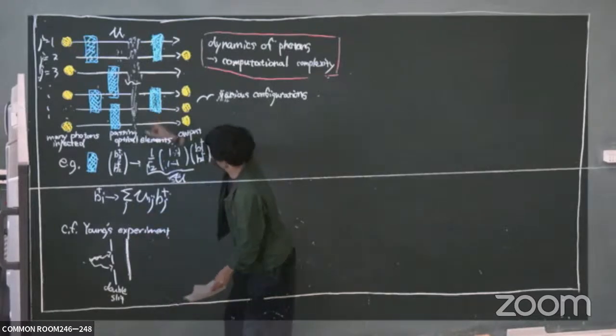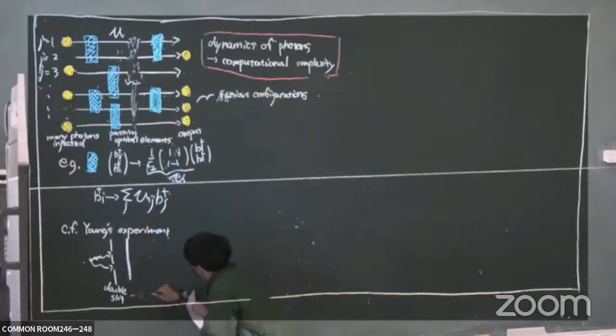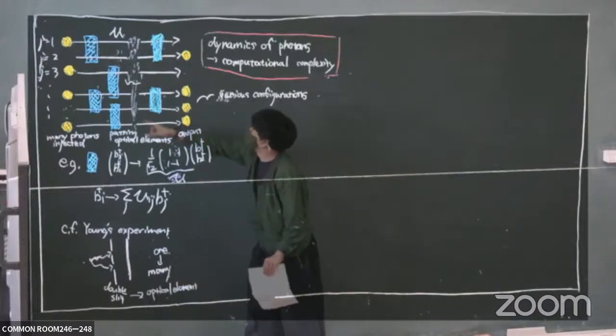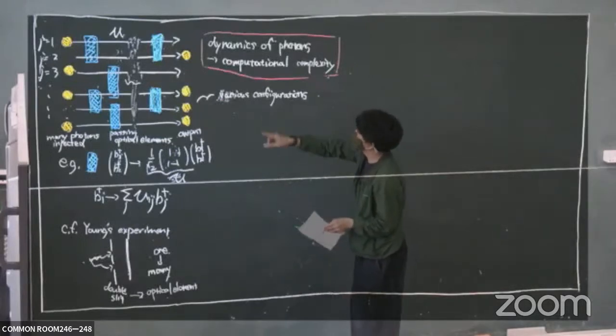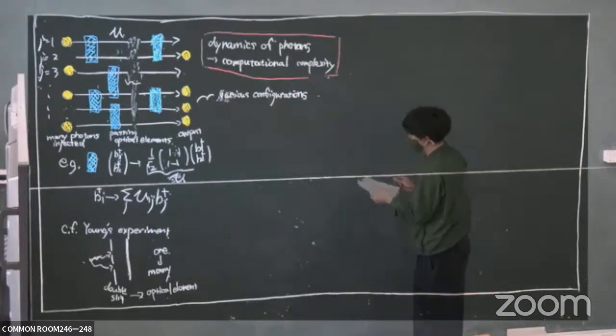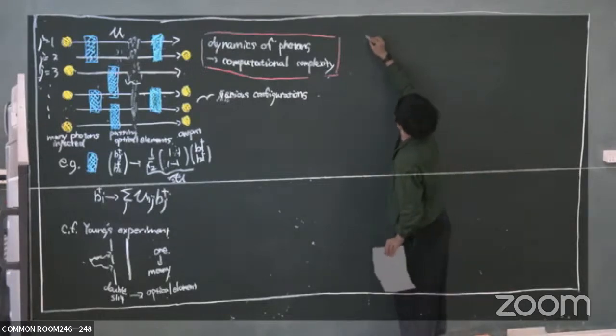So in our setting, the double slit becomes an optical element. In Young's experiment, we consider only one double slit, but in our setting, there are many optical elements. So this is a very fundamental experimental setting in quantum mechanics. In such a setting, we consider the probability distribution of photons.